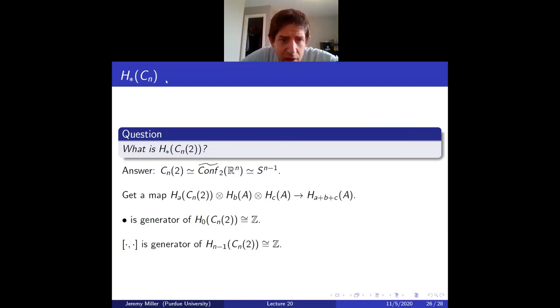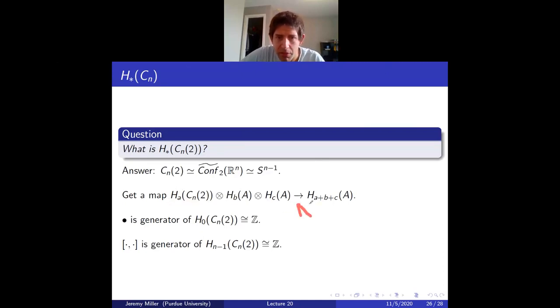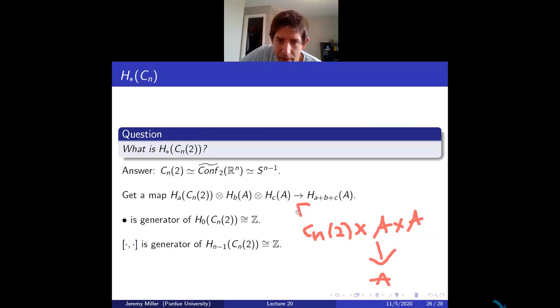So if you apply Künneth, where does this equation come from? This equation comes from applying Künneth to C2 cross A maps to A. You take homology, and by Künneth you're going to get a map like this.